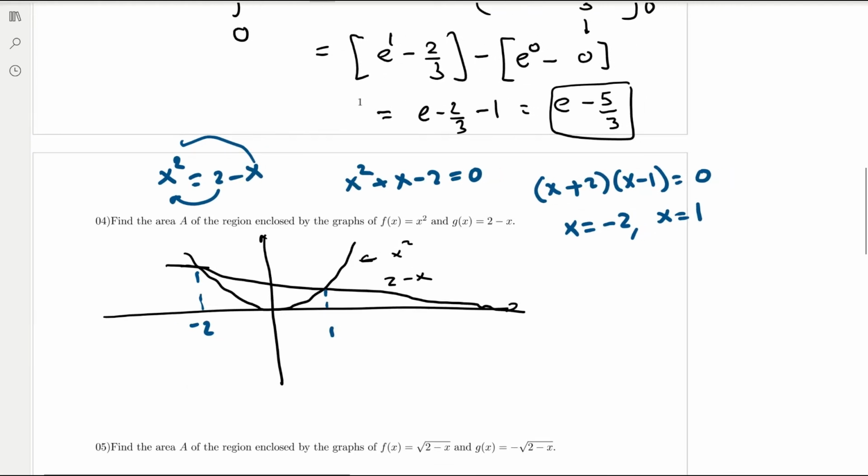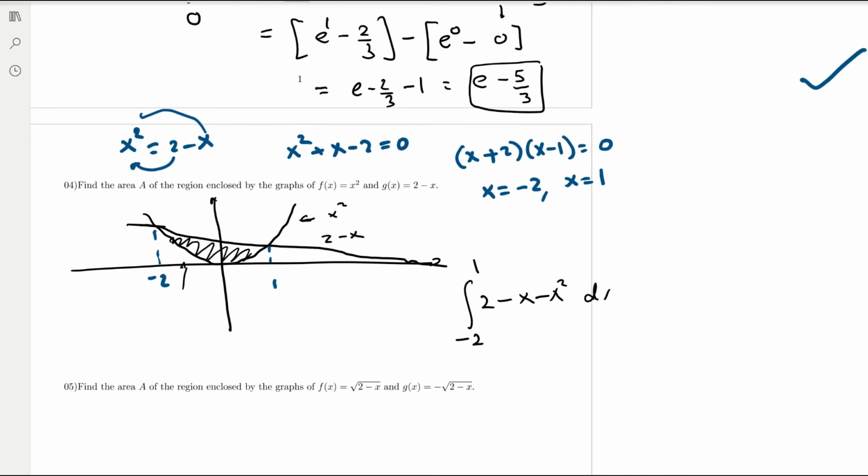And that's all we need to set up this integral, right? So we are integrating from negative 2 to 1. The function on the top is 2 minus x. The function on the bottom is x square. So you subtract these two, finding the area in between these two functions. Now it's just integrating. If you integrate 2, you're going to get 2x. If you integrate x, you get x square over 2. If you integrate x square, you get x cube over 3. You are evaluating it at 1 and negative 2 and subtracting.